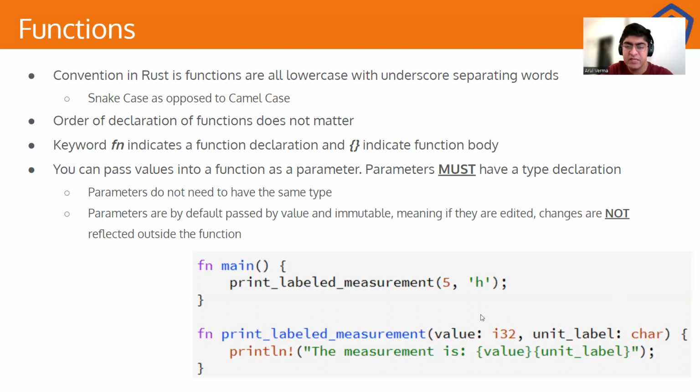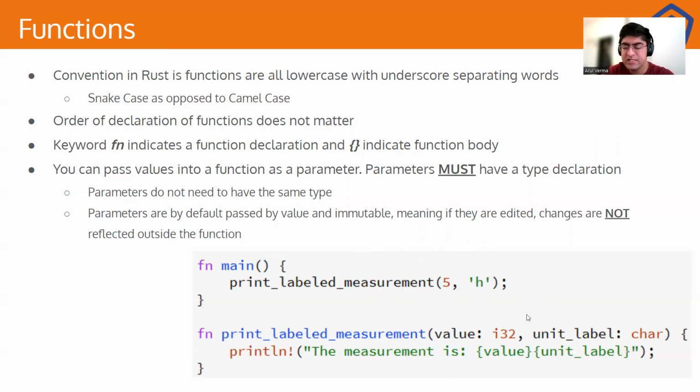Parameters do not necessarily have to have the same type, as I said, and they are passed by default by value and are immutable. Let me make this clear. You can pass mutable parameters, but without using memory management, which we aren't going into in this lecture, those values will not be reflected outside the function. So if I was to make this a value colon mut I32, even if I was to change value somehow inside this function, that value's change would not be reflected in my main.